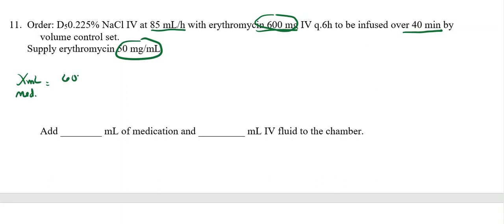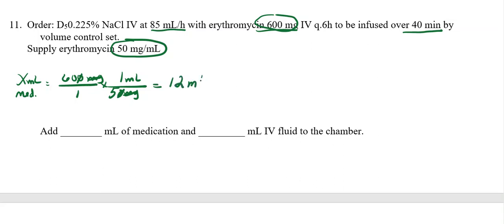So 600 milligrams over 1 times 1 milliliter over the 50 milligrams. So the milligrams cancel. I can cancel a 0. Now I've got 60 divided by 5. 60 divided by 5 is 12 milliliters. So I'm adding 12 milliliters of medication into my volume control chamber.